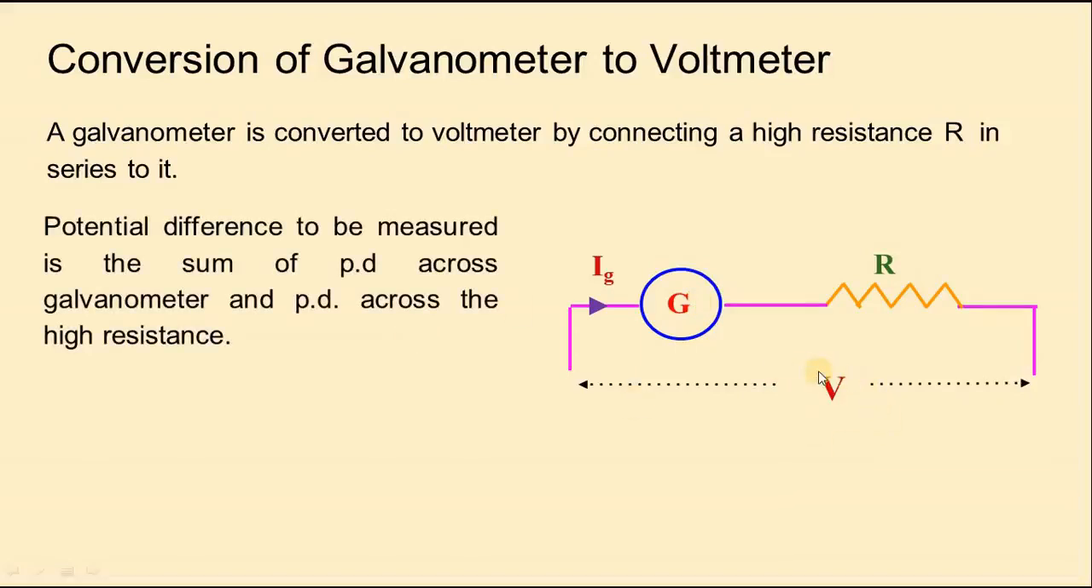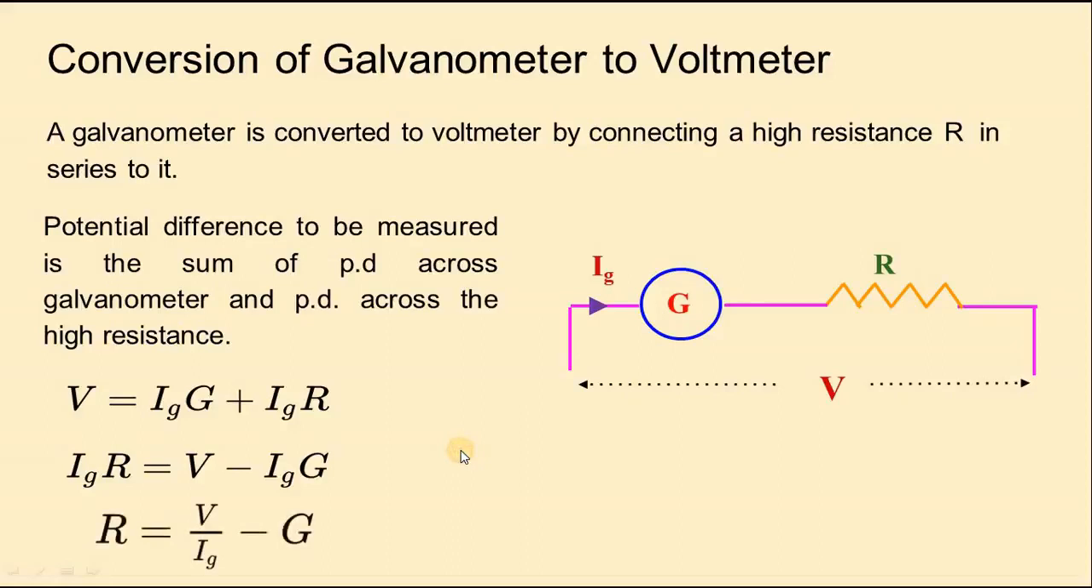The applied potential difference V, or the potential difference to be measured, must be equal to sum of the potential difference across the galvanometer and the resistance R. That is, V is equal to Ig into G plus Ig into R. Ig into R equal to V minus Ig into G. Rearranging, we get R equal to V by Ig minus G. This gives the value of the high resistance to be connected in series with galvanometer to convert it into a voltmeter.